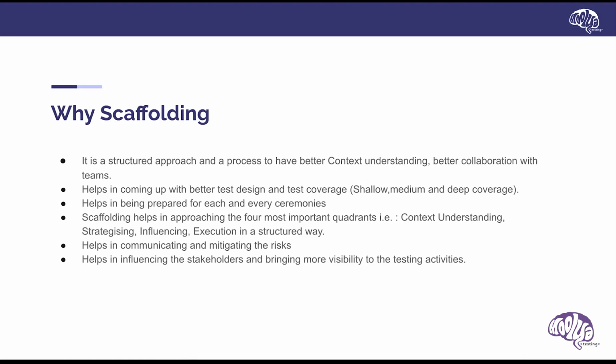Scaffolding helps in approaching the 4 most important quadrants, which are context understanding, strategizing, influencing, and execution. This can be done in a structured way. I would not spend much time here; I've already covered it. Now, it helps in communicating and mitigating risk. Each and every quadrant makes sure that you are communicating efficiently and mitigating the risk that you have identified. It's not like you are communicating the risk at the end of development, just before things go into production, saying, hey, this is the issue I found, this is something we could have done better. No, you're doing it in each and every step.